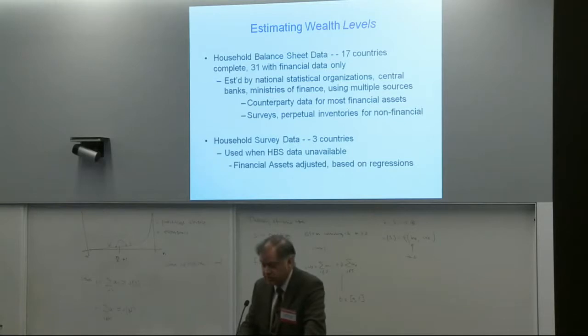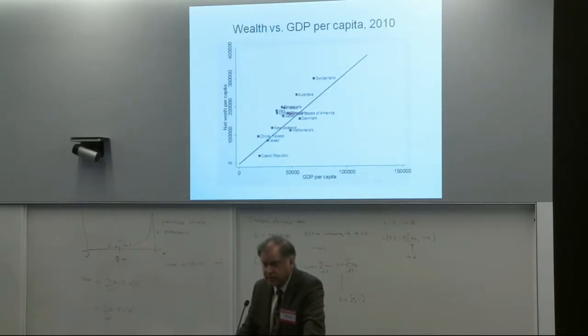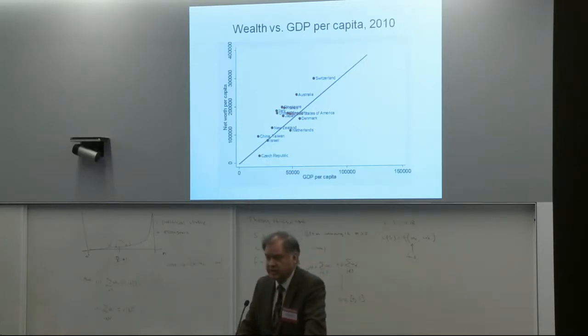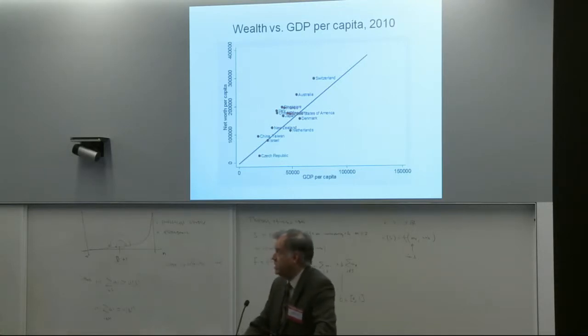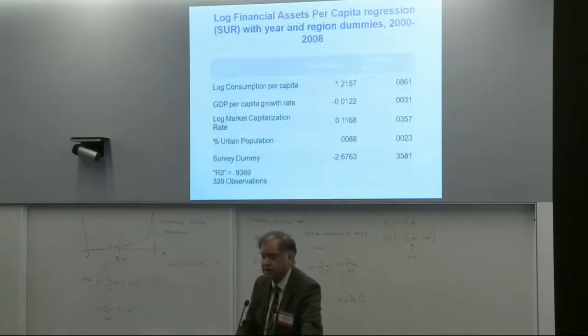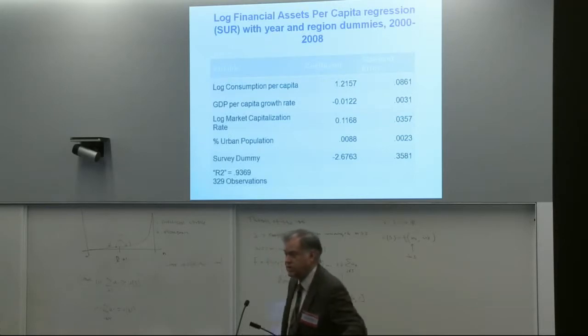But at any rate, we use the household survey data in some cases where there isn't any balance sheet data. Again, this is to establish wealth levels. Here's just a little snapshot of the relationship between wealth and GDP per capita in 2010. That's for the countries that had complete balance sheet data, I believe. And so there is a correlation, but it's far from perfect. You see that, say, Switzerland and Denmark have relatively similar GDP per capita, but they have very different levels of wealth per capita.